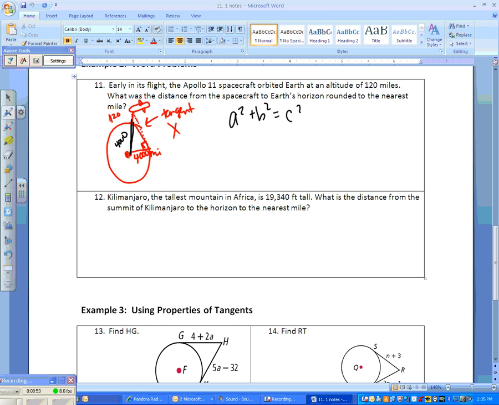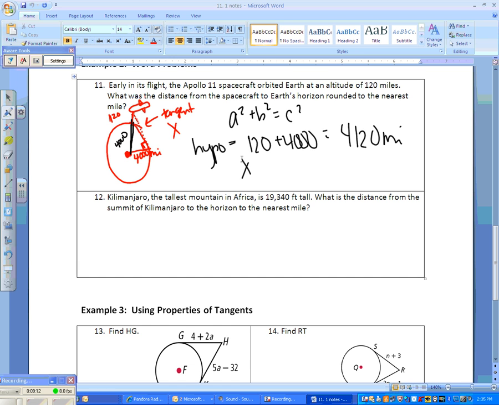And if you notice, some people are going to say that it's 120 and be done with it. It's not. This whole hypotenuse is the 120 plus the 4,000. So it's really 4,120 miles. And a leg of the triangle is 4,000 miles, and this would be the other leg.